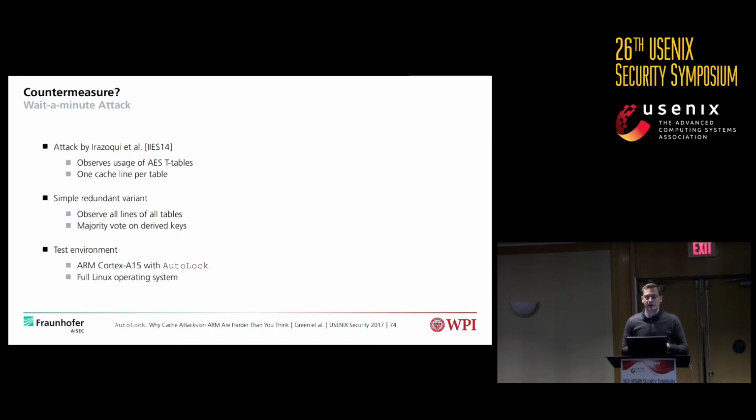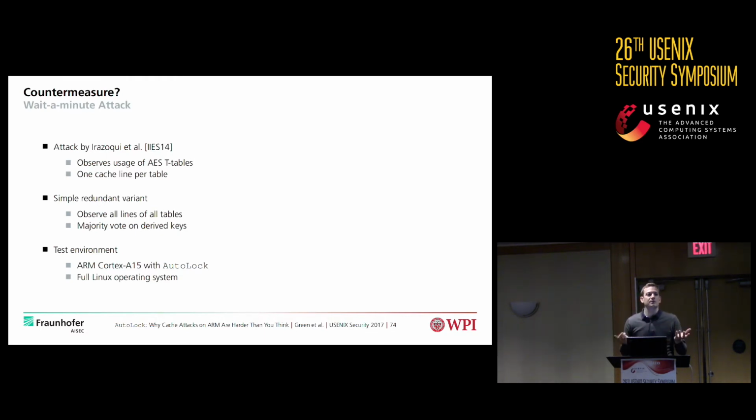It's the wait-a-minute attack by Yarom et al. It is originally a flush and reload attack, but we implemented it as an evict and reload attack, so we're doing cross-core eviction. What the attack is doing is basically observing the usage of the cache lines where the T-tables of AES, the lookup tables, are stored. They evict a line, do an encryption, and then check whether the line has been used. From that, you can infer the key that has been used. The original attack only observes one line per table.